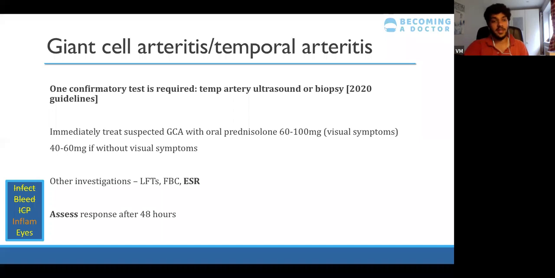Other important investigations, you might want to do some blood tests. The most important one is ESR, erythrocyte sedimentation rate. ESR is a way of measuring plasma viscosity. It is basically an older version of CRP, and it is one of the few times where ESR is more important than CRP, as it can confirm diagnosis of GCA. Methylprednisolone can also be given, yeah.